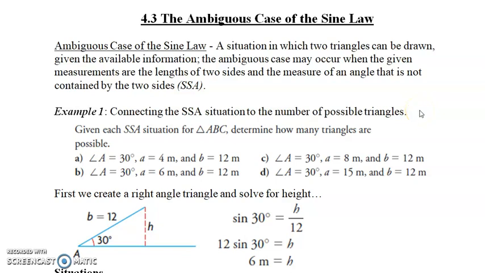Hello everybody, welcome back. Today we're looking at 4.3, the ambiguous case of the sine law. The ambiguous case of the sine law is a situation where two triangles can be drawn given the available information. So if you don't have a diagram, we could have two people draw two different triangles that have the exact same information that are correct. Yes, you're hearing that correctly. And that situation is when we have SSA.